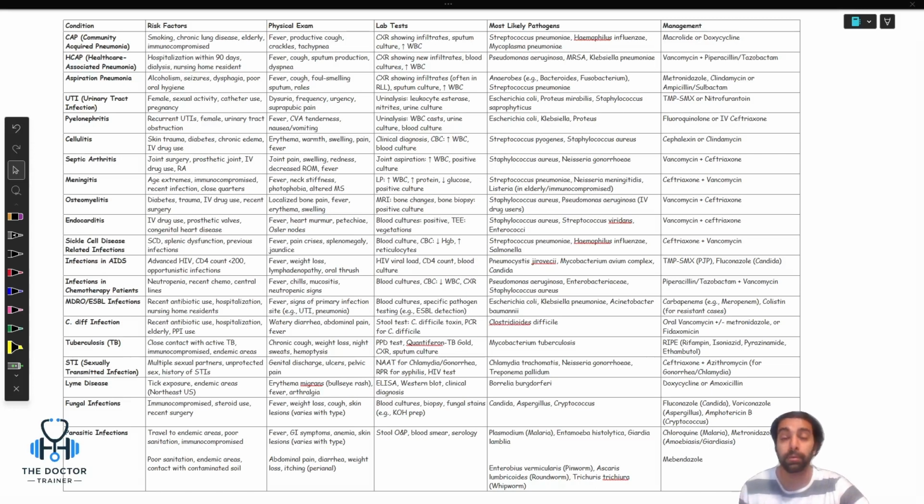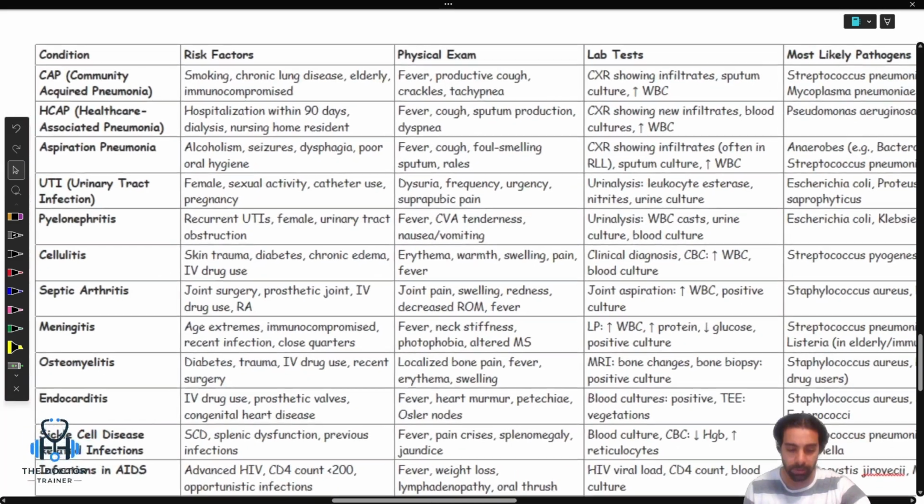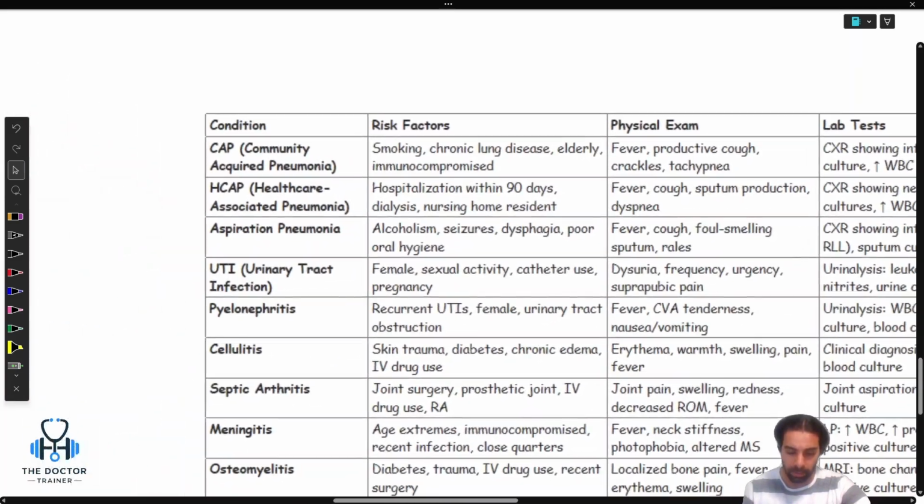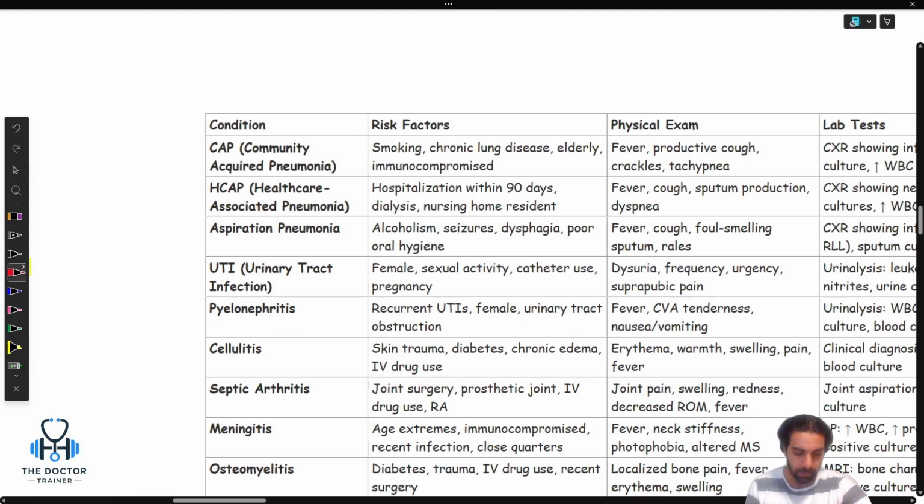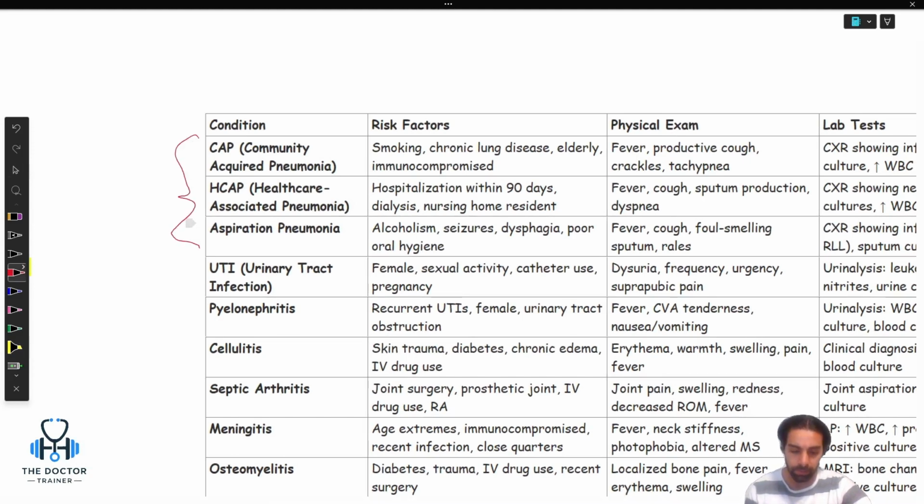We're going to talk about antibiotics, when to use them, and which antibiotics for which diseases, and we're just going to start. This is an overwhelming table, so we're going to take our time with it. We're going to focus on these three pneumonias, okay? So how do you tell and differentiate pneumonias?